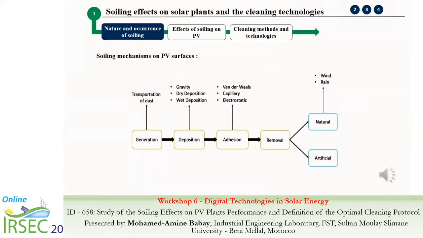Soiling mechanism on PV surface. Generation and deposition are two main phases that soiling goes through before it reaches the solar panel surface. Then comes addition and removal. The following schema shows the life cycle of a soiling particle, from generation until removal.